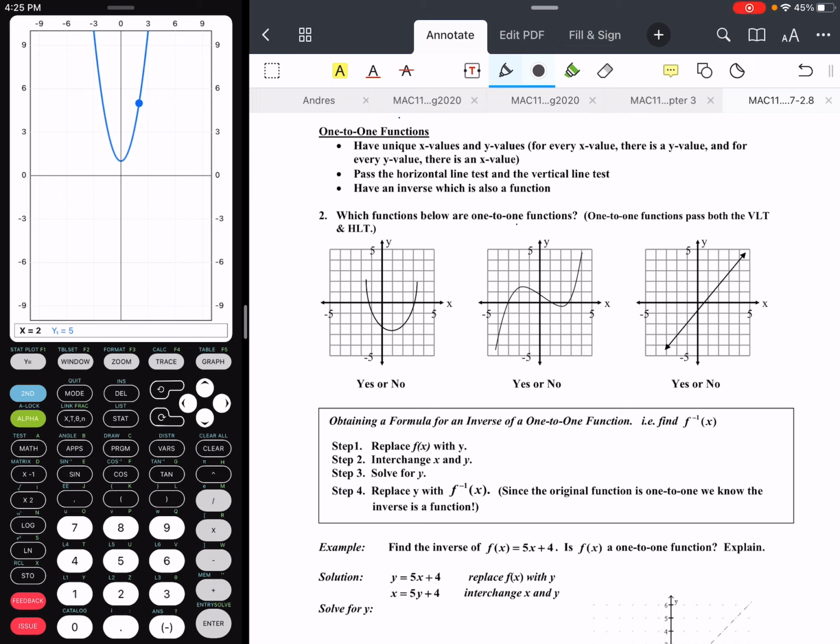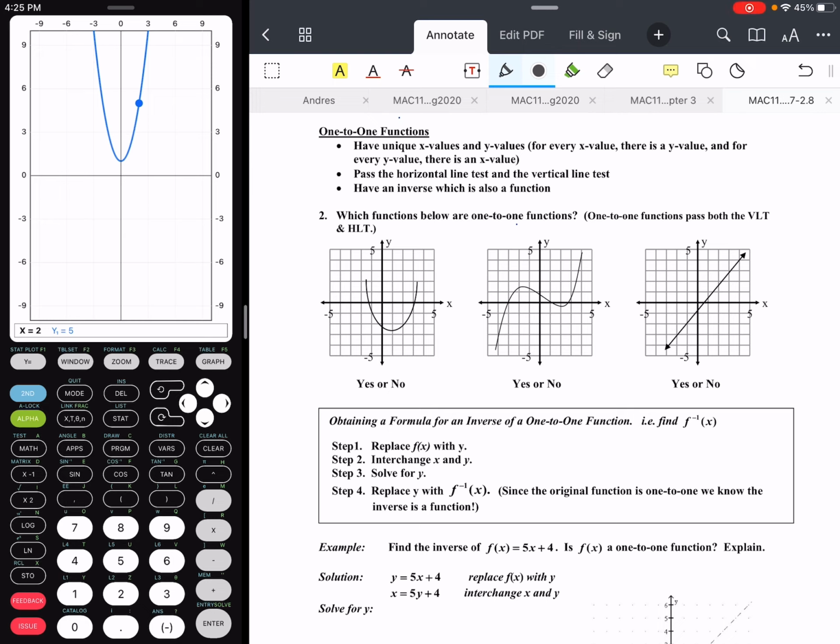Now, when we get to this last example, yes, it passes the vertical line test, and any horizontal line is only going to intersect once. So we have our first yes. This is not only a function, but specifically a one-to-one function. This is the only one of the 3 that's a one-to-one function.